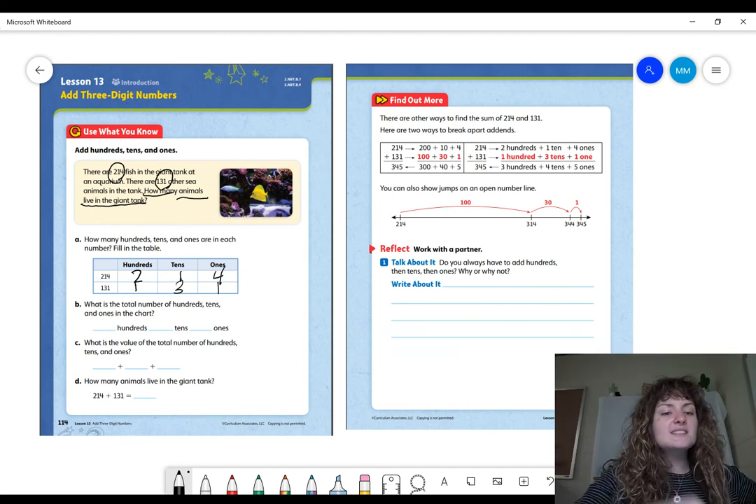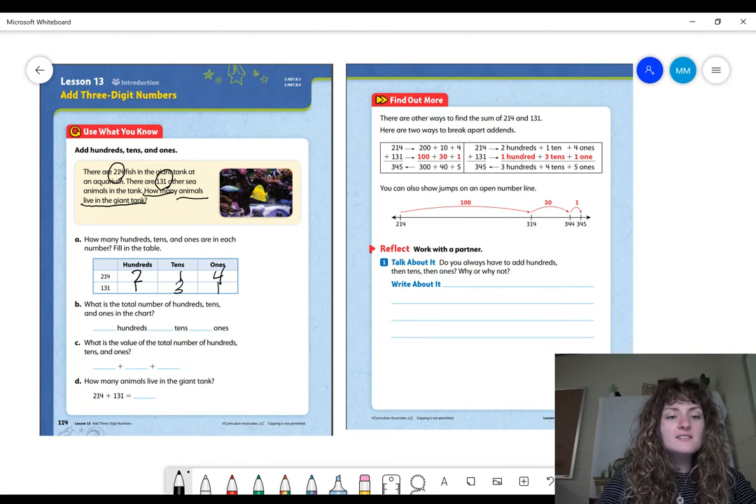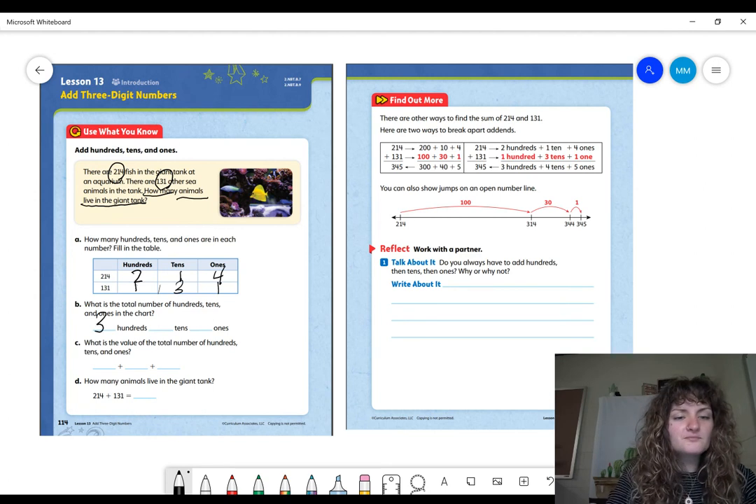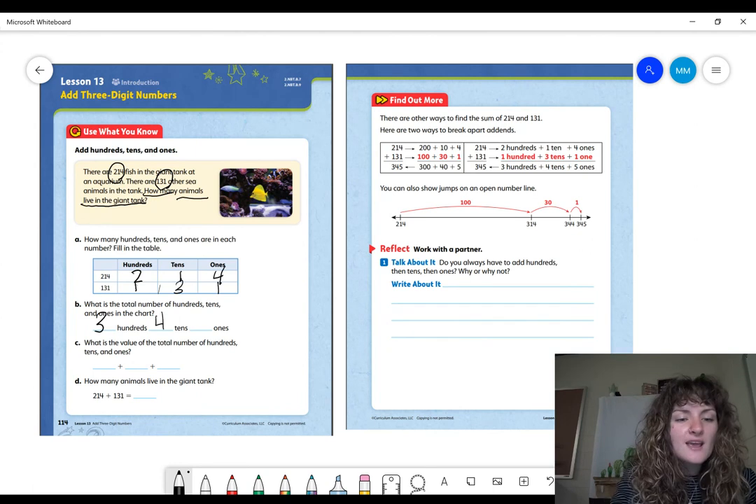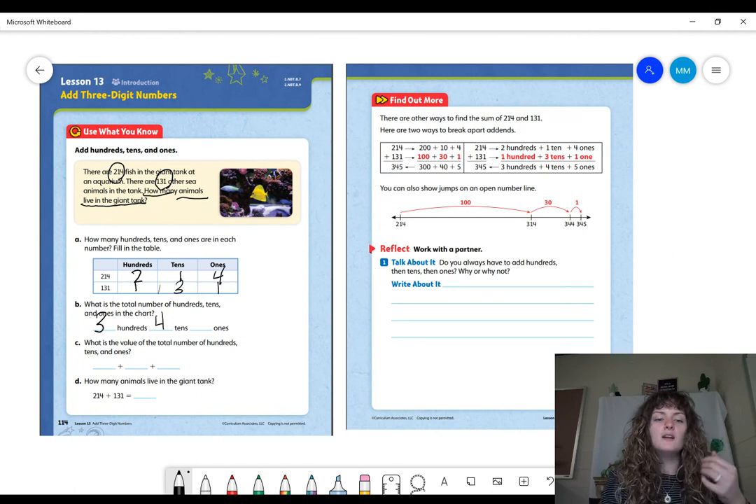Letter B says, what is the total number of hundreds, tens, and ones in the chart? So we are going to put our parts together. So let's start with our hundreds. In our two numbers, how many hundreds do we have? 2 plus 1 hundreds would be 3 hundreds. In our tens place, what is the total number of tens that we have? 1 plus 3. We would have 4 tens. And in our ones place, we have 4 plus 1. So we would have 5 ones.